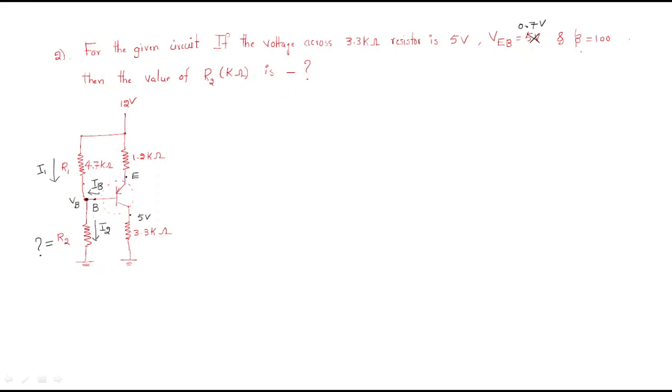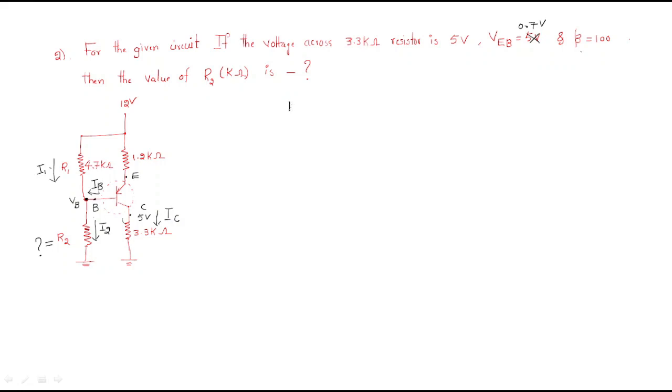So first we need to find out this base current and we need to find out the current I1. Adding both currents, I1 plus IB, we will get this I2 current. So for that purpose, first we need to find out the collector current here. How can we find out the collector current? This is the VC by 3.3k.